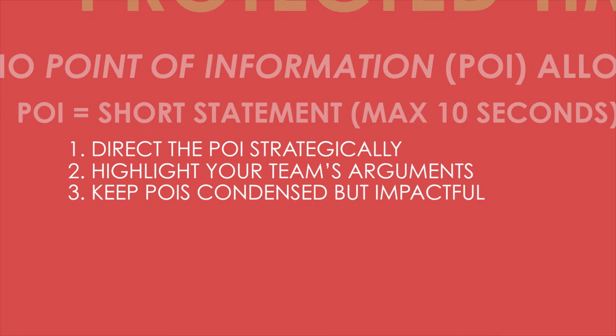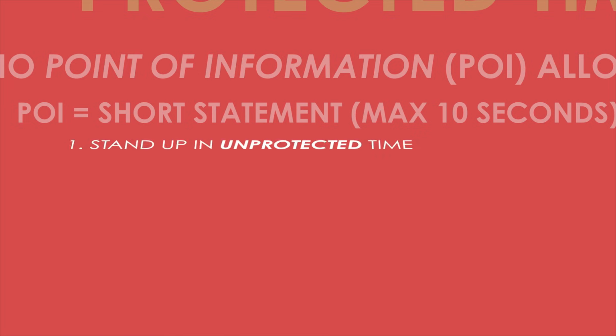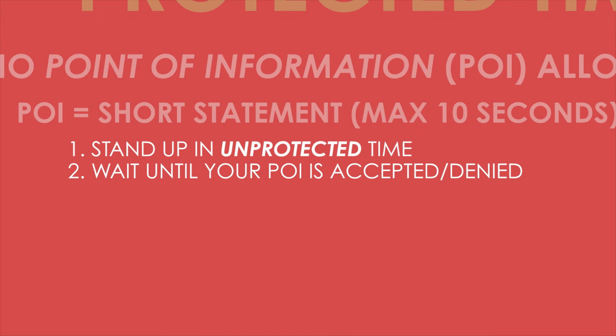So if a debater wants to deliver a POI, then they must first wait until the protected time is over and the unprotected time begins. Second, they must silently stand up and indicate that they want to offer a POI, and this is usually done by extending one of their hands forward. Finally, they must wait until the individual at the podium has signaled that they will accept their POI, in which case the debater offering the POI will give their statement.